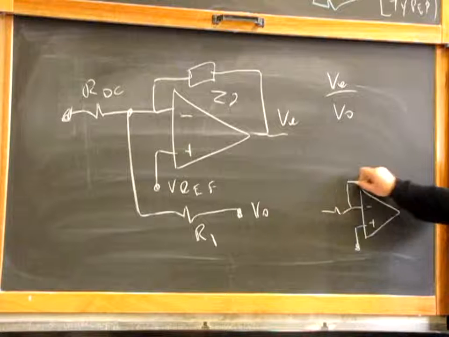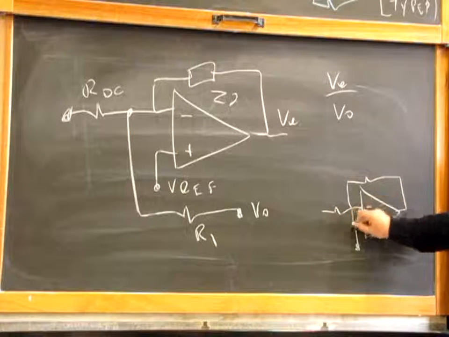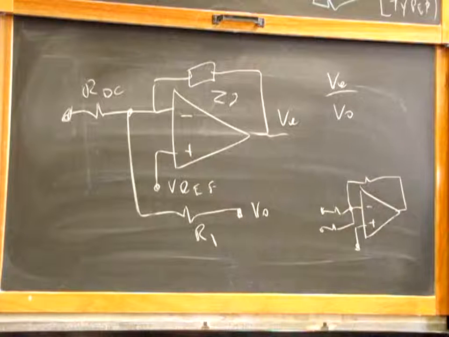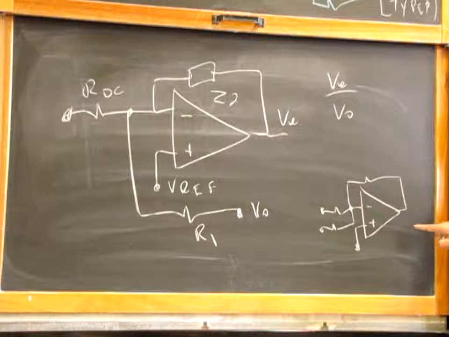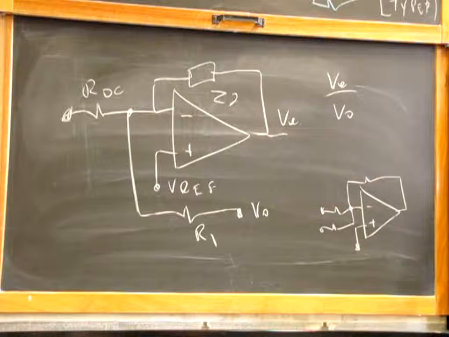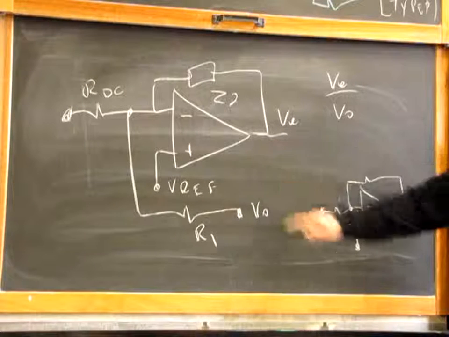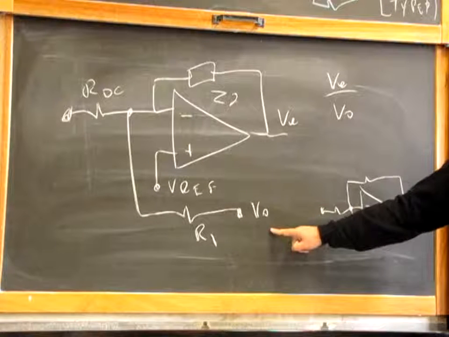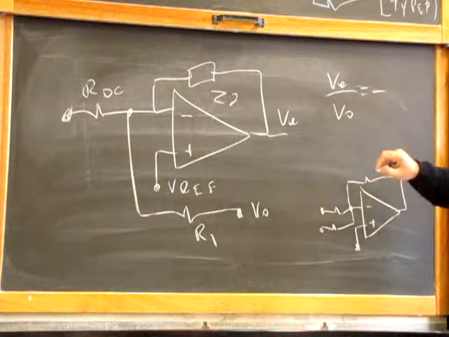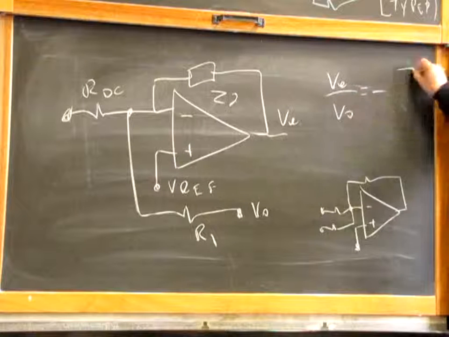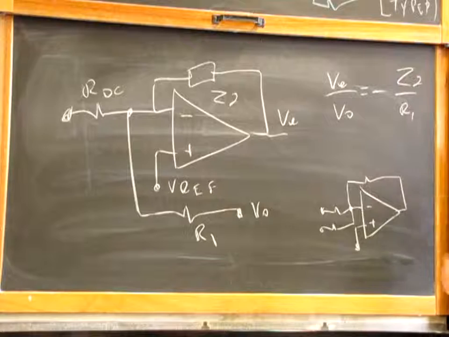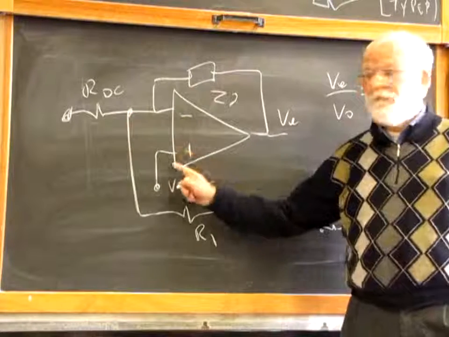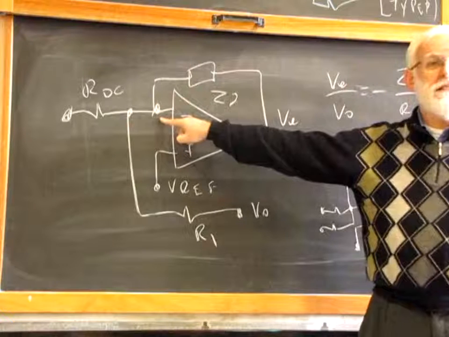Minus R1 over Z2. Did you ever see this circuit? What's that? And the gain between the error voltage and the output voltage is just negative Z2 divided by R1. RDC has nothing to do with this gain, because what is this node called?